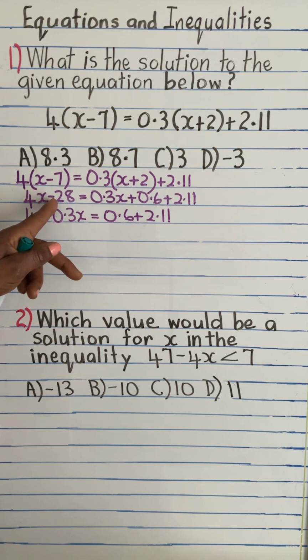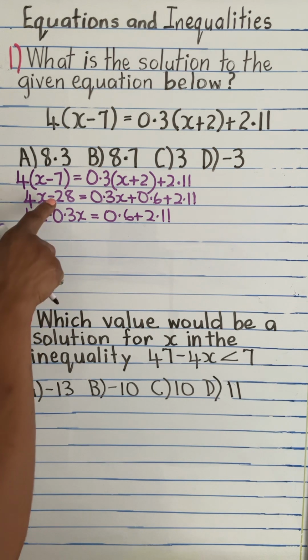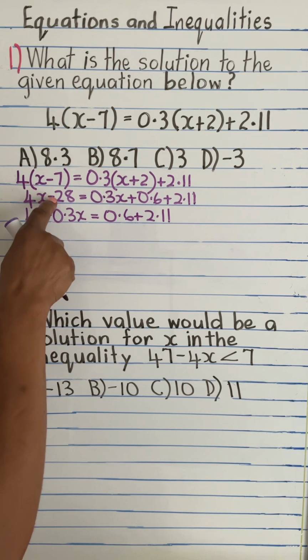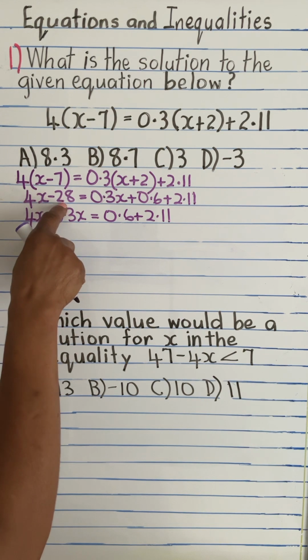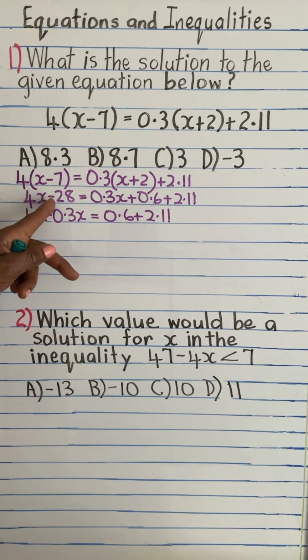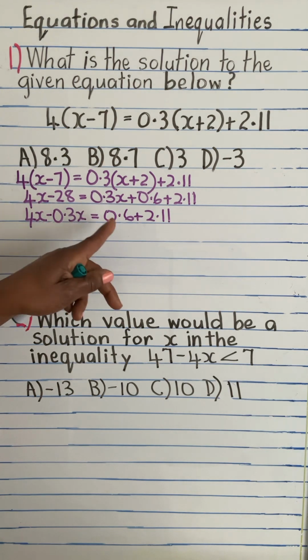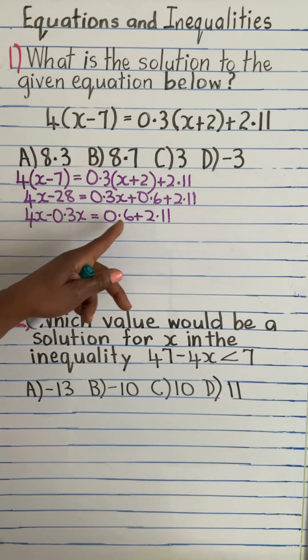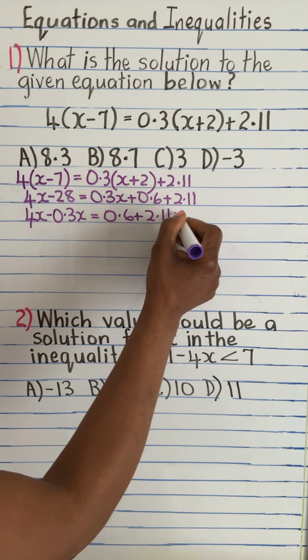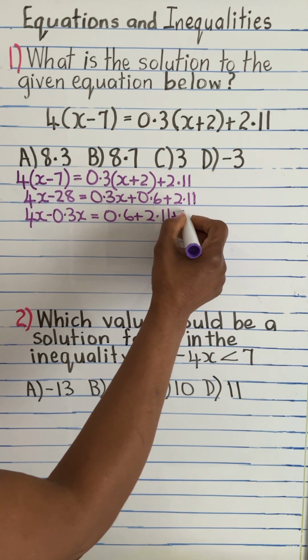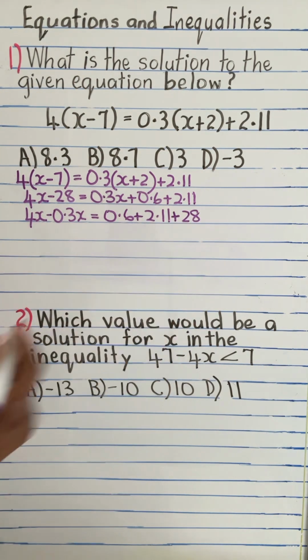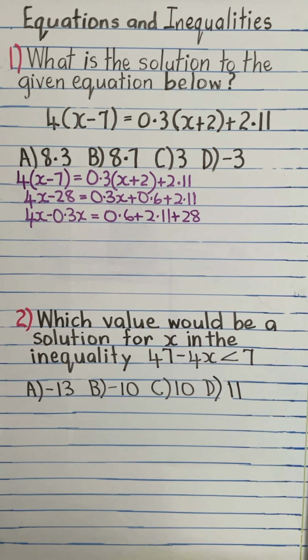Now we need to get rid of this negative 28. To get rid of this negative 28, we're going to add 28 to both sides. When we add 28 to this side, it cancels out, so it's no longer on this side. And now we have to add it to this side. And we continue to further simplify.